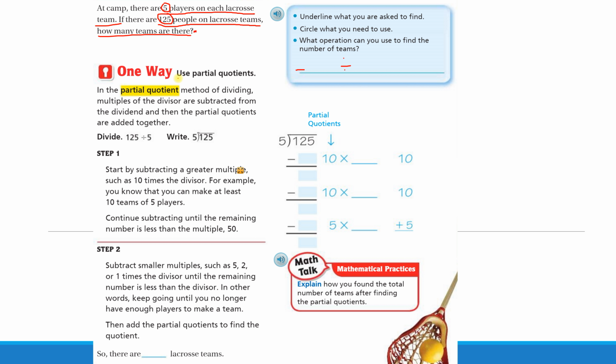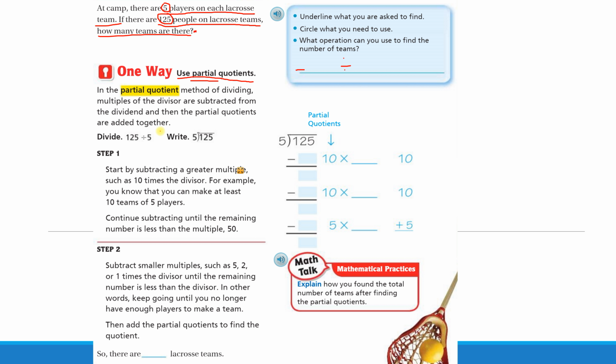So let's look at one way to solve it using partial quotients. We've already kind of talked about this in previous videos. Partial meaning part of, quotient meaning answer to a division problem. So we're going to break the division problem up into partial answers like we did with multiplication before. In the partial quotient method of dividing, multiples of the divisor are subtracted from the dividend and then partial quotients are added together. So we kind of did this in the repeated subtraction, so it's more practice.